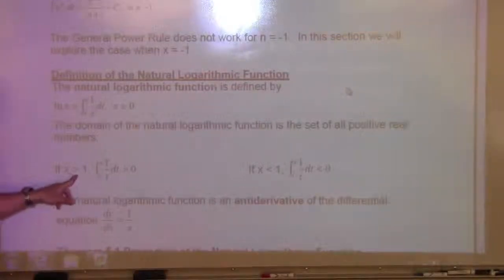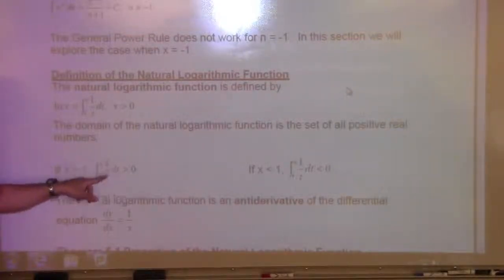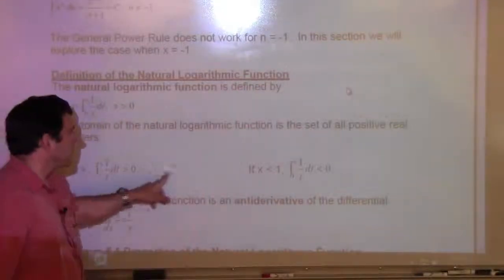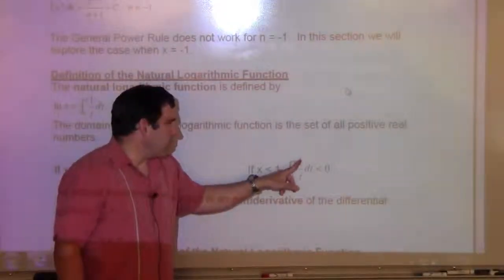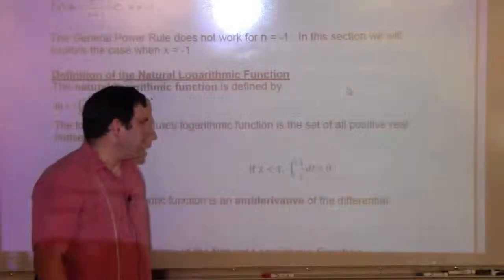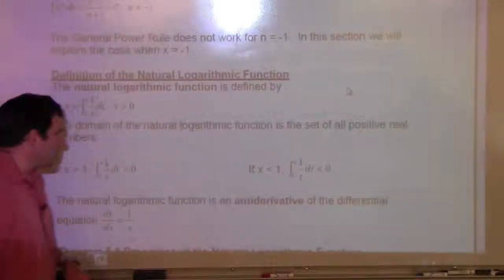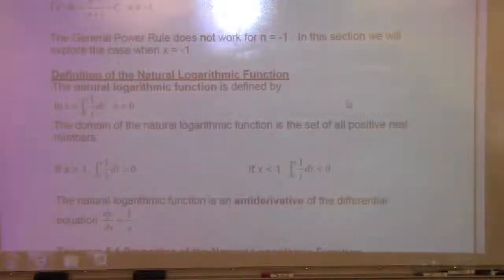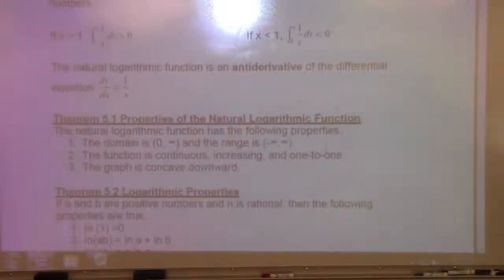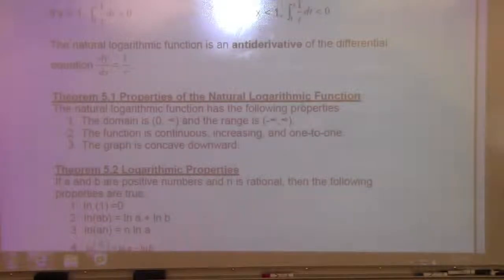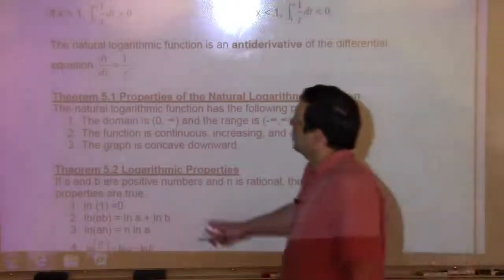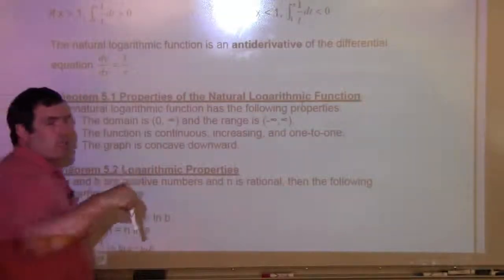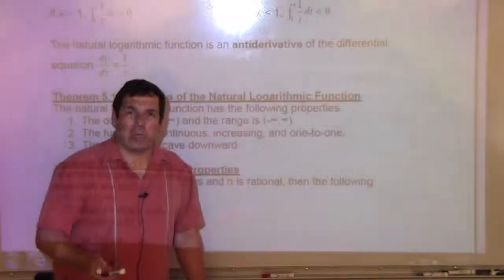So if x is bigger than 1, you have the integral from 1 to x of 1 over t dt. If x is less than 1, you have the integral from 1 to x of 1 over t dt, and that's going to be negative. So the natural logarithmic function is an antiderivative of the equation dy/dx equals 1 over x. So its antiderivative is the natural log. And that's why we couldn't discuss that case before.